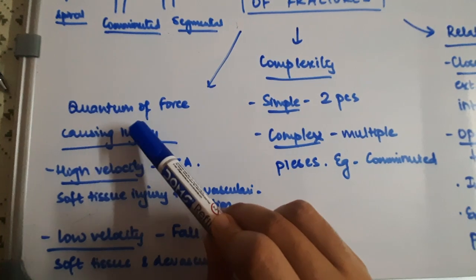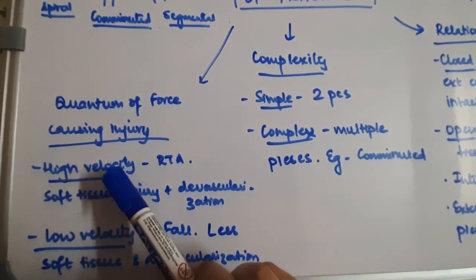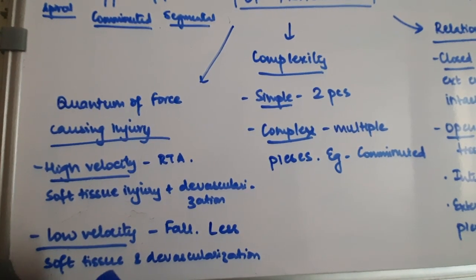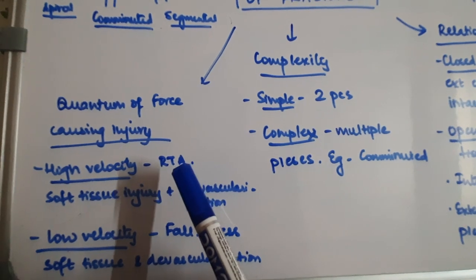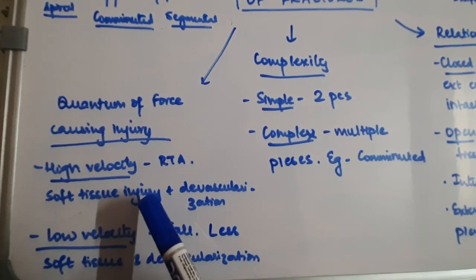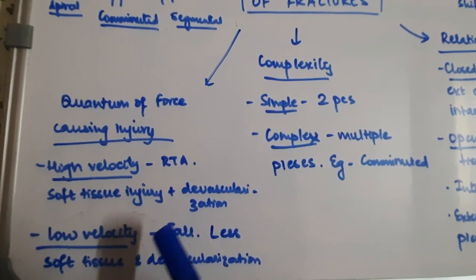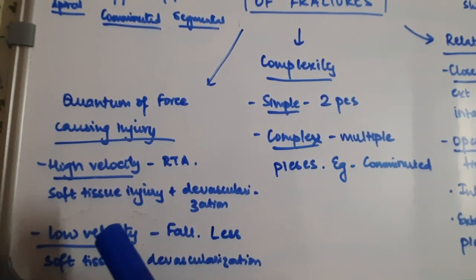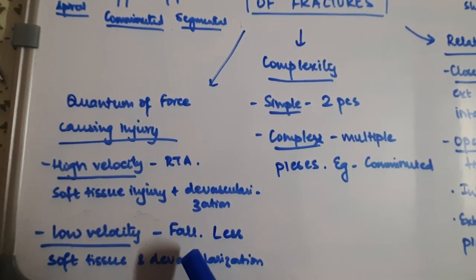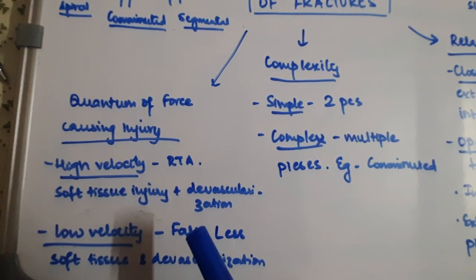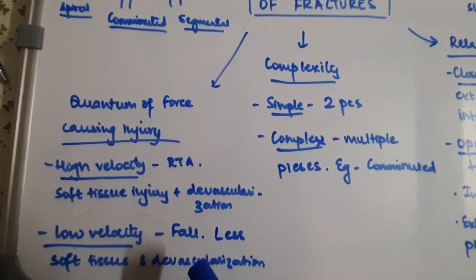On the basis of the quantum of the force causing injury, a fracture can be divided into a high velocity fracture or a low velocity fracture. High velocity fracture is caused by an RTA, and this includes soft tissue injury and devascularization, so it takes a longer time to heal. Whereas a low velocity injury is caused by a fall. Soft tissue injuries and devascularization are less, so it will heal faster and in a more predictable way.